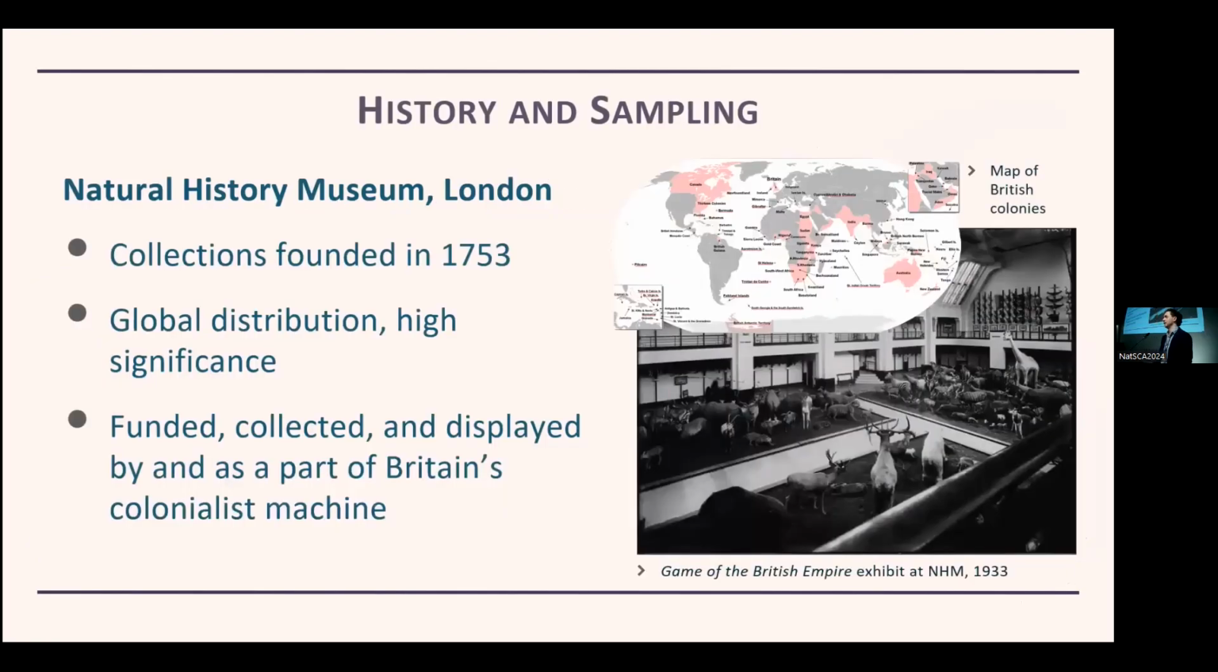The Natural History Museum in London has a history of over 300 years and a very wide geographical spread from around the world. It also has deep connections to the colonial operations of the British Empire. The collection represents one of the largest and most comprehensive collections in the world.